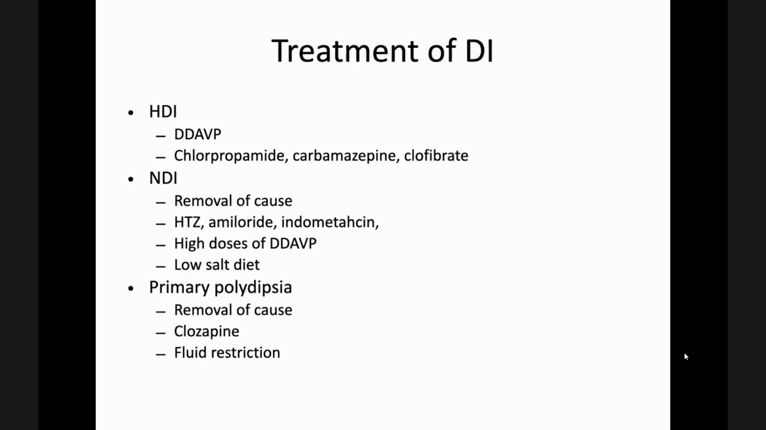So treatment of diabetes insipidus: usually we give desmopressin in case of hypothalamic, central diabetes insipidus, and other drugs like chlorpropamide, carbamazepine, clofibrate can be used. Similarly, in case of nephrogenic diabetes insipidus, we have to think of the cause like CKD or other related causes, or drugs like lithium, or hypokalemia, hypercalcemia. If there is no other cause, then we can give hydrochlorothiazide, amiloride, indomethacin, or high doses of desmopressin and a low salt diet. In case of primary polydipsia, we have to treat the primary psychiatric disease.